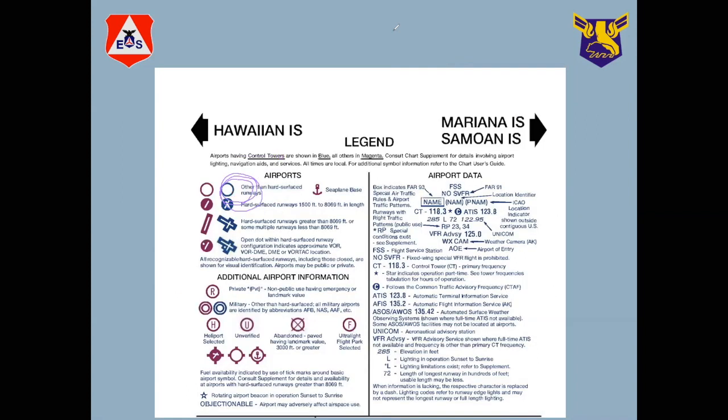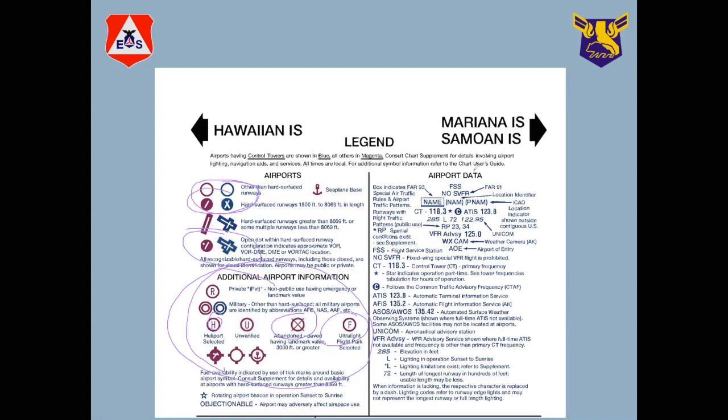So here's an expanded version of the top part of the legend to show the different types of airports. You've got everything from your larger airports here to your smaller airports, 1,500 feet to 8,069 feet in length. A lot of other information about airports here, whether it has a heliport, there are abandoned airports, ultralight flight parks, whatever might be important to annotate on the map.